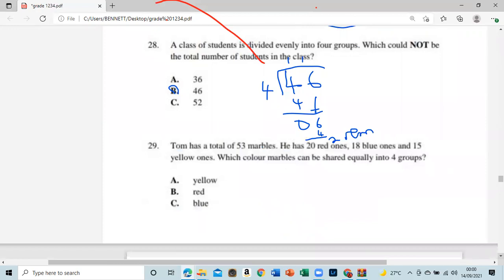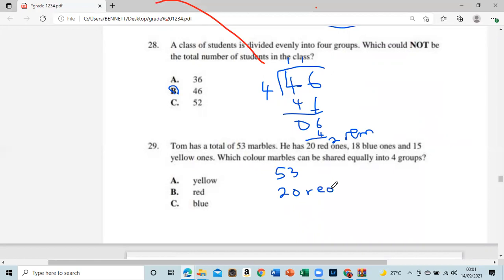Alright, 29. Tom has a total of 53 marbles. He has 20 red ones, 18 blue ones, and 15 yellow ones. Which color of marbles can be shared equally into 4 groups? This is awesome stuff, man. So let's just look at what he has. He has 53 total, 20 red.